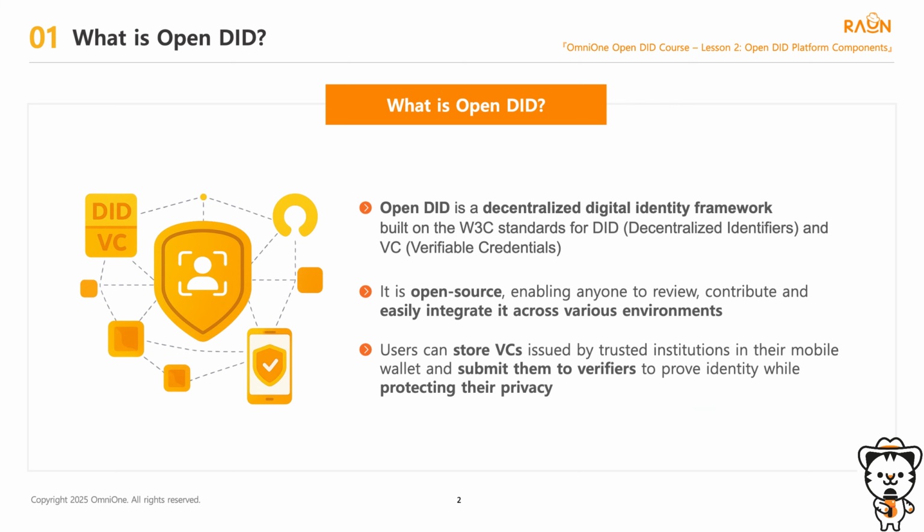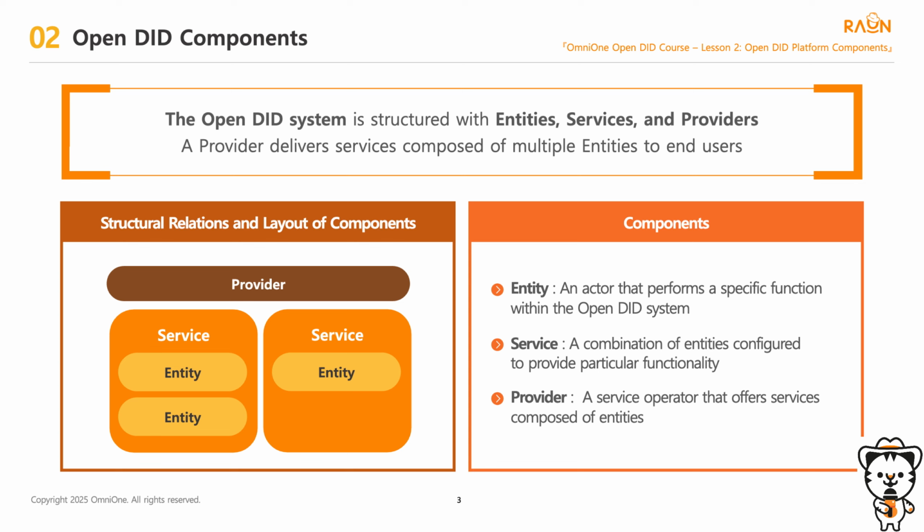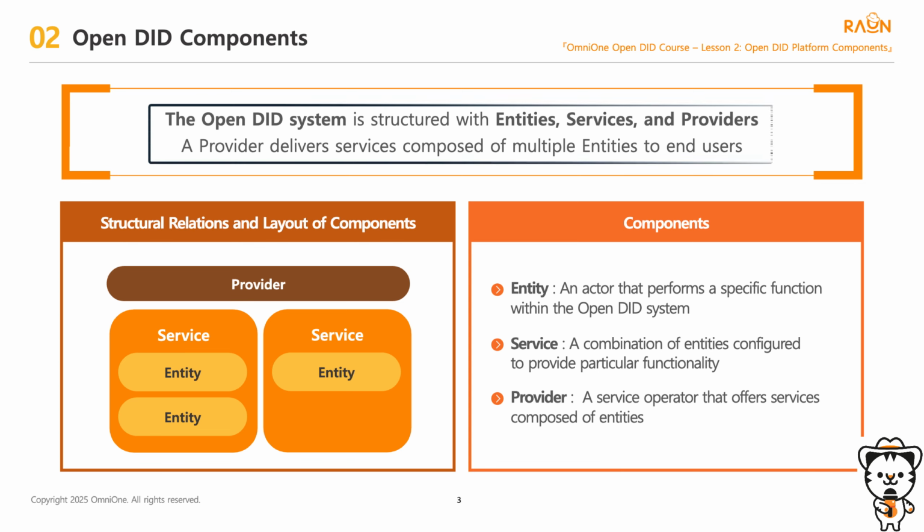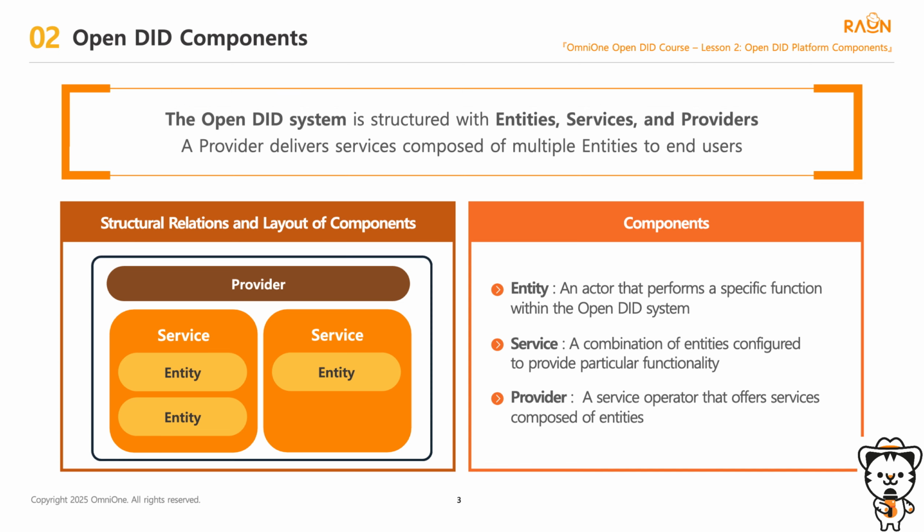Now, let's go through the components of the OpenDID platform one by one. First, let's explain the components of the OpenDID platform. The OpenDID system consists of three key elements: entities, services, and providers. They may sound similar but are actually distinct concepts. So let's clearly sort them out here. To put it simply, a provider is the one who offers services to users.